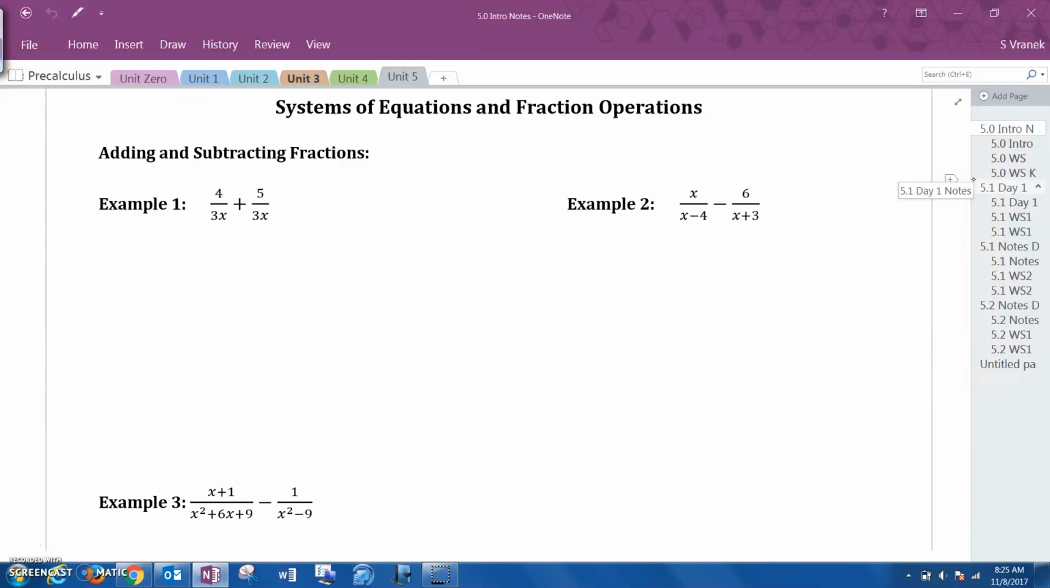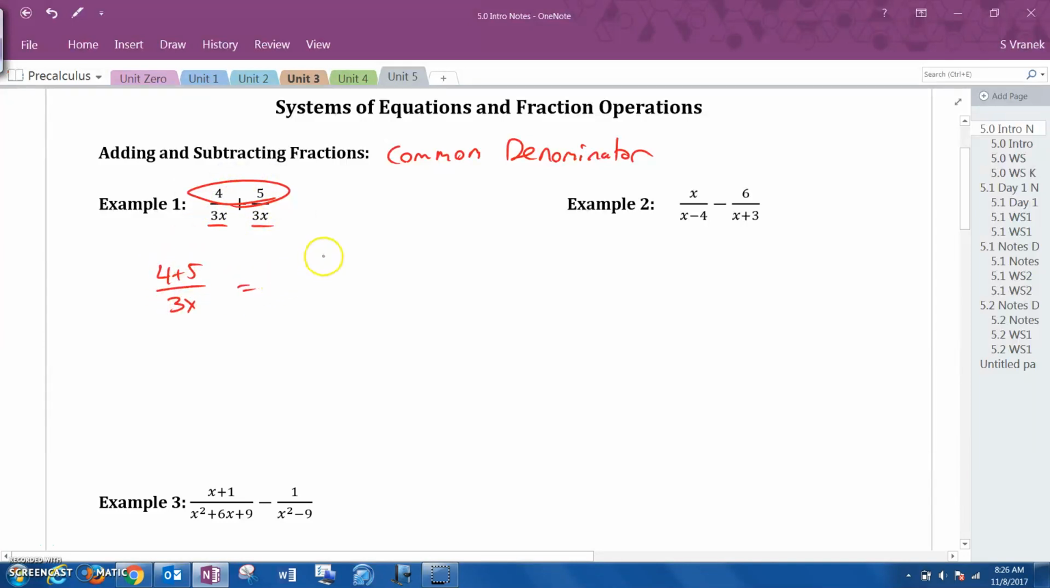Alright, anyway. We're going to be adding and subtracting fractions today. First thing we're going to do, you need a common denominator to do this. Hopefully you guys remember that. So here we have a common denominator, so you can just add 4 plus 5 together and put it all over 3x. So the answer is 9 over 3x, which actually you can simplify to 3 over x.